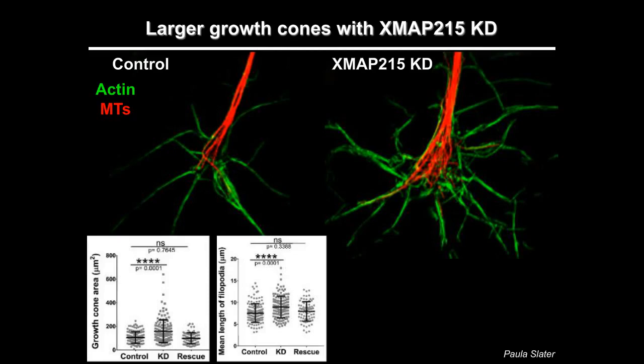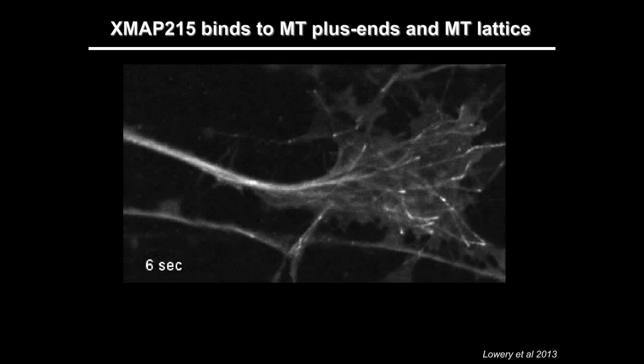And so what this data suggests is that XMAP215 is somehow, perhaps indirectly, affecting F-actin. But the question is how? Now, here is a movie showing XMAP215 GFP, and you can see that it's bound to the plus ends, it's enriched at the plus ends, and it's also along the microtubule lattice. But it's not obviously enriched in the F-actin networks in the periphery of the growth cone.